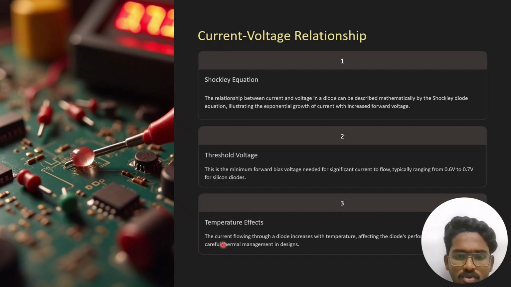The current flowing through a diode increases with temperature, affecting the diode performance and necessitating careful thermal management in designs. Now, applications of junction diode.